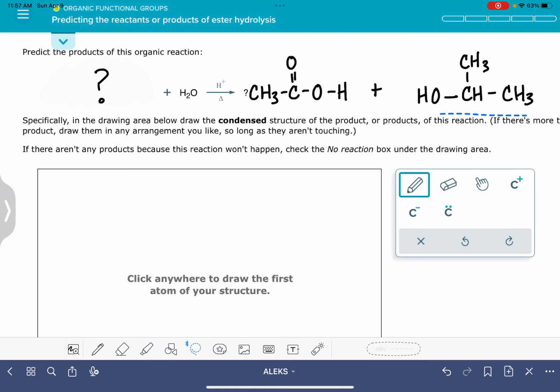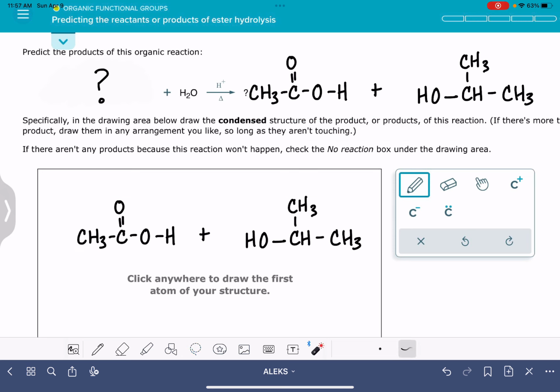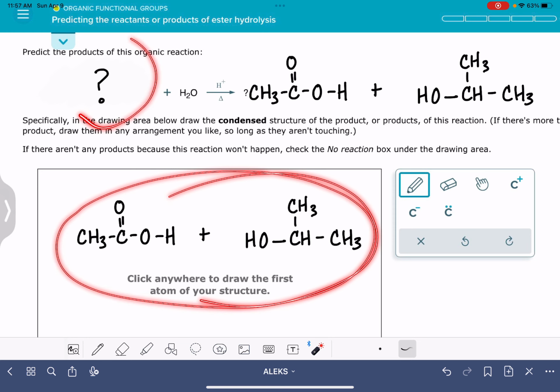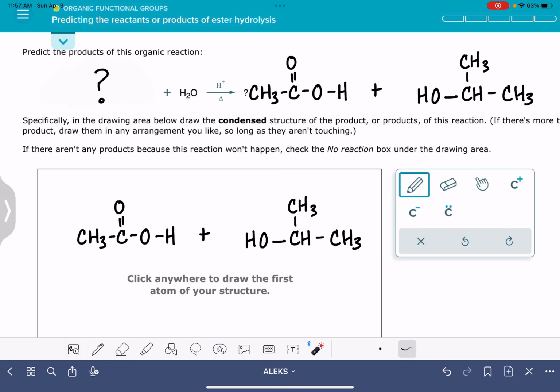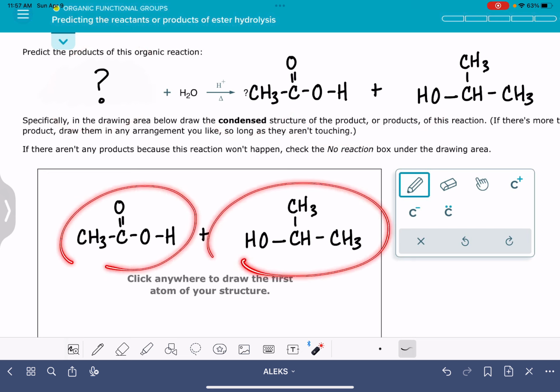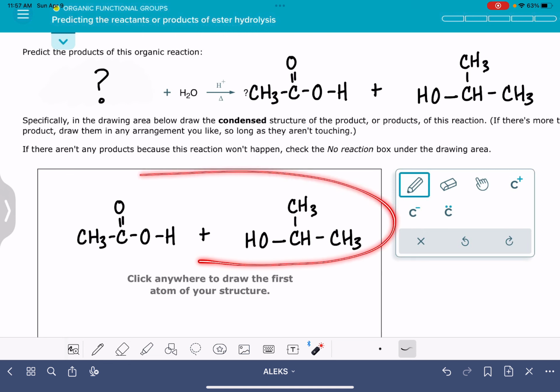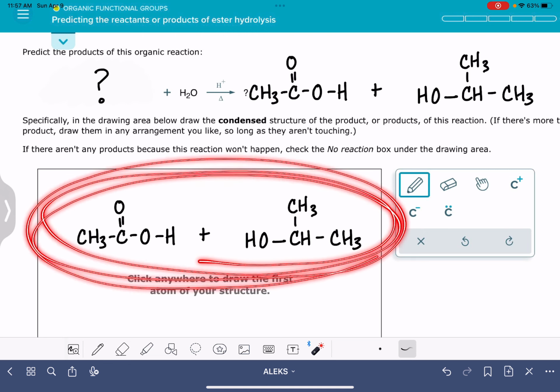Now if you get that version of the problem, and it is a little bit trickier, I'm just going to copy this down here. If you have this version of the problem, you're only going to be drawing one thing in this box. It's just this product right here. So you need to basically undo this reaction. Instead of starting with one molecule and breaking it into two, you're going to be starting with two molecules and combining them into one.